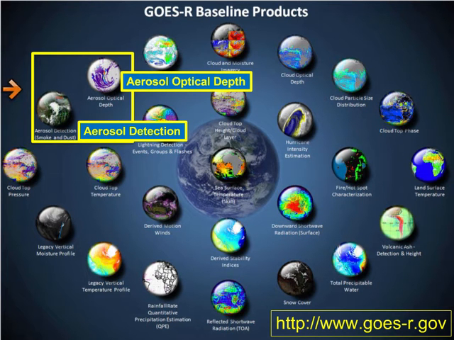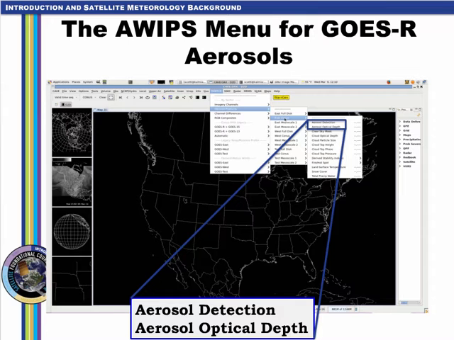Aerosol products, boxed in yellow, are just part of the constellation of baseline products shown on this page. GOES-R baseline products should be flowing into AWIPS when GOES-R data are flowing. These baseline GOES-R aerosol products are available in AWIPS. Menu items are aerosol detection and aerosol optical depth.